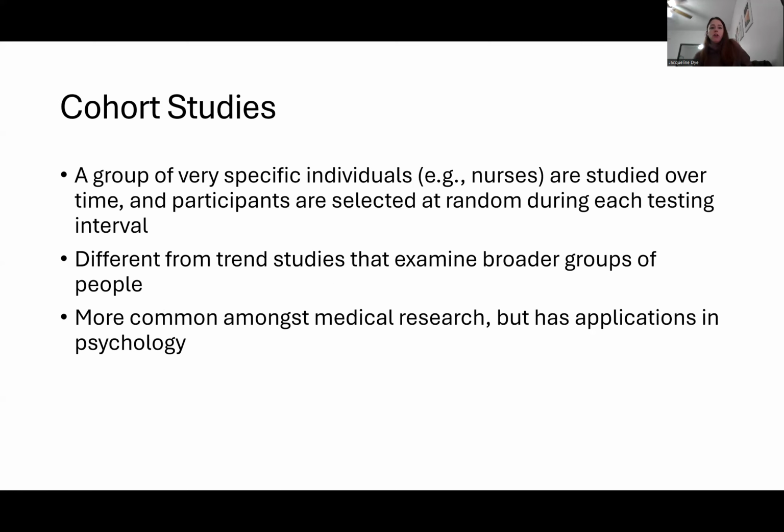Then we have cohort studies. So like we talked about before, a cohort is a very specific group of individuals, and those people are studied over time, but participants are selected at random during each testing interval. And this is different from trend studies that examine more broad groups of people. And this, again, is more common amongst medical research, but has applications to behavioral sciences and psychology.